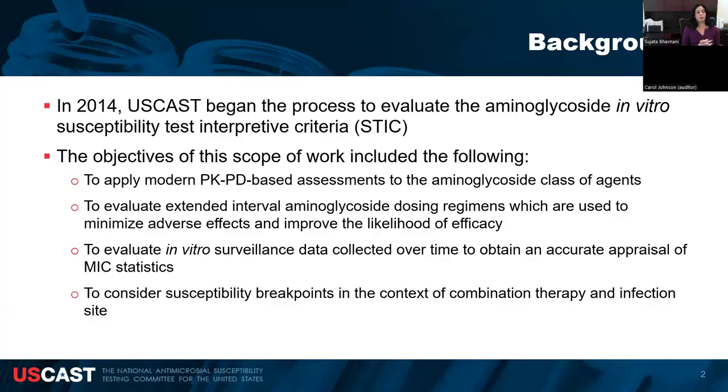Okay, we started our process in 2014. And at that time, we identified the aminoglycosides as a therapeutic class of great need of evaluation for susceptibility test interpretive criteria, STIC. And the objectives of that work scope at that time were a very basic principle.